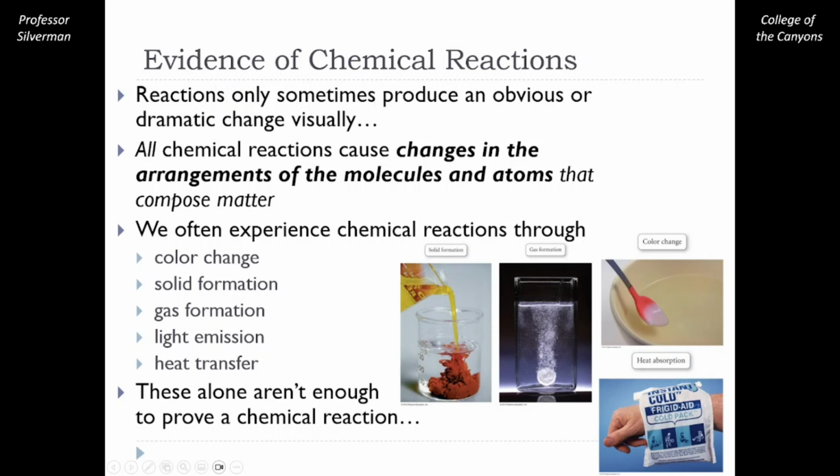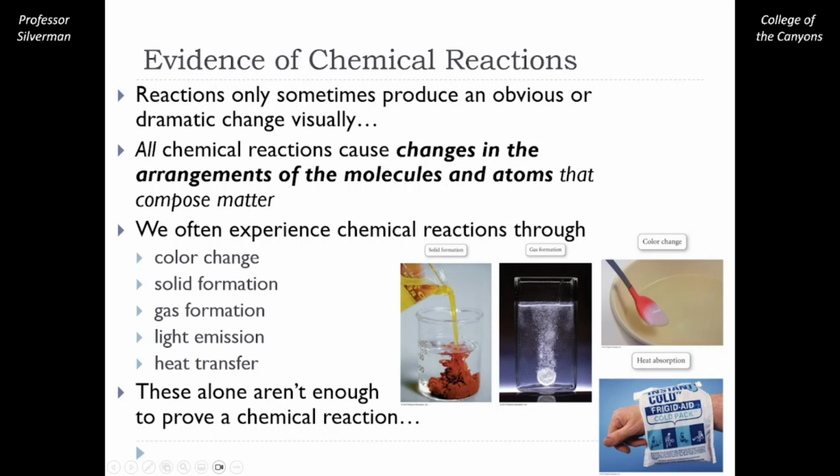Unfortunately, this can be a little bit tricky. There are some clues that a reaction might be happening, but to know for sure takes some real actual experiments and some intuition about how the atoms are moving around during these processes.